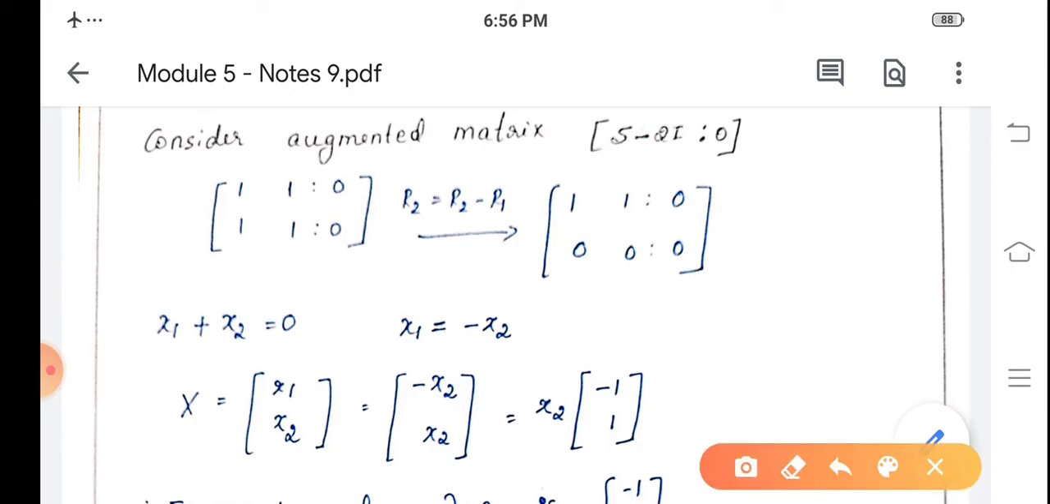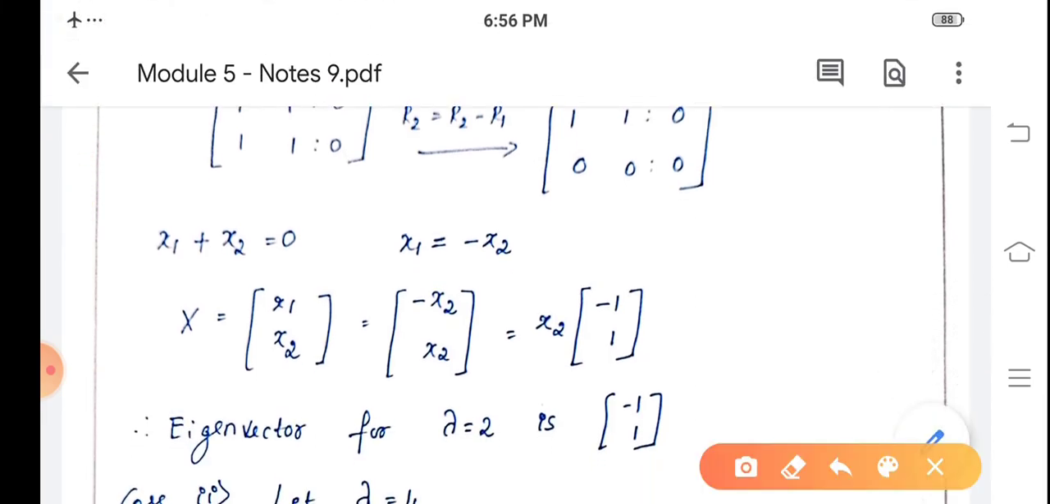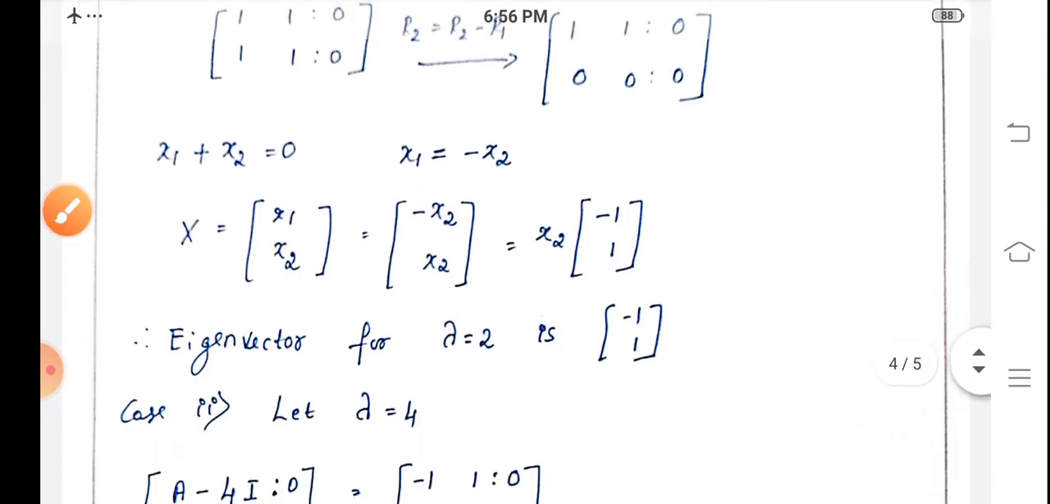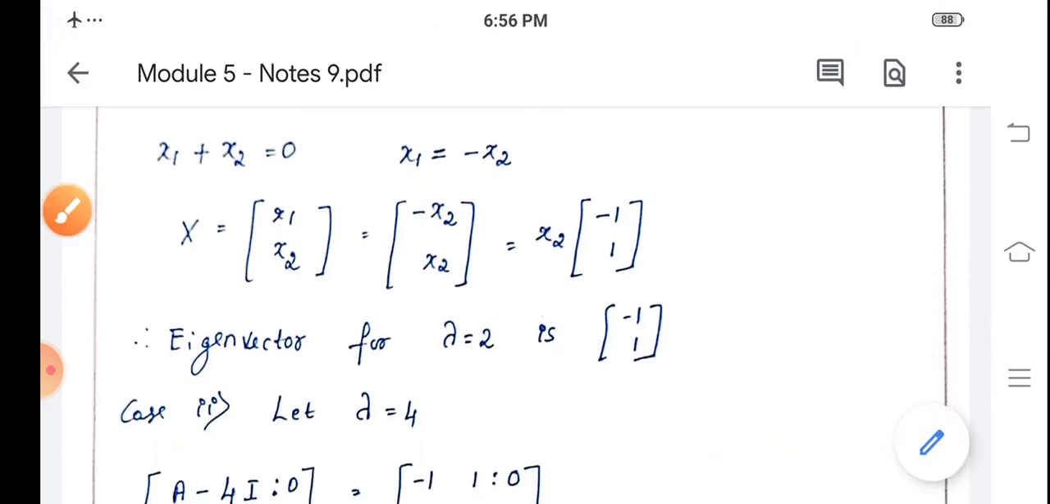The required row operation is R2 equal to R2 minus R1, that is first row 1 1 0, second row 0 0 0. Now we are getting echelon form. So we write the equation as 1 into x1 plus 1 into x2 equal to 0. That gives x1 equal to minus x2. And we write the eigenvector x as x1, x2. Since x1 is minus x2, it is minus x2, x2, or x2 into minus 1, 1. So the eigenvector for lambda equal to 2 is minus 1, 1.